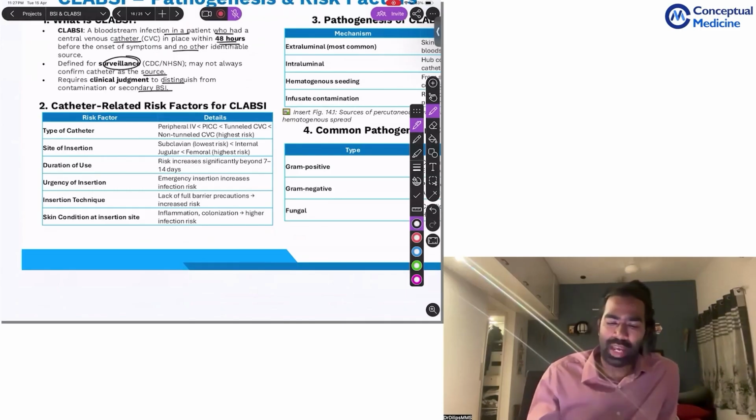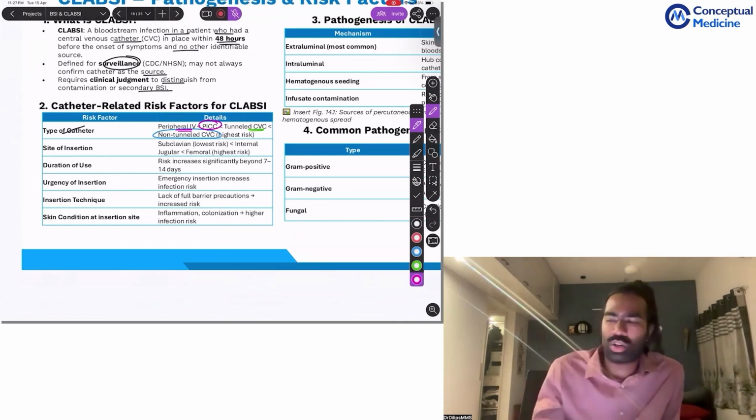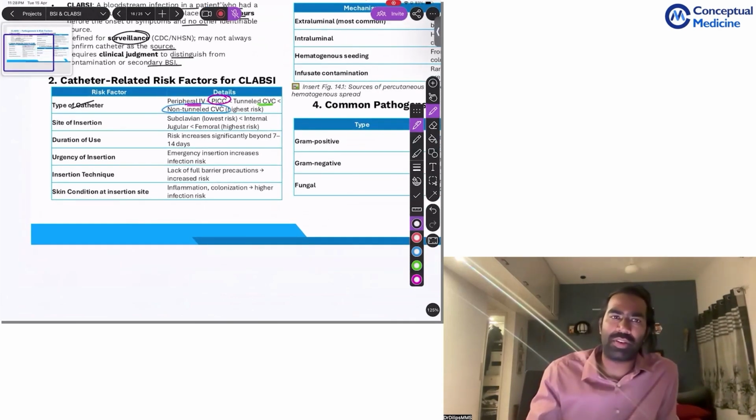Catheter-related risk factors, the type of catheters. So central lines have the highest risk, especially the non-tunneled central venous catheters. Tunneled CVCs have slightly lower risk, and PICC lines, the peripherally inserted central lines, are not that high risk. Peripheral lines don't have risk at all. To be honest, the risk is very, very negligible with peripheral lines.